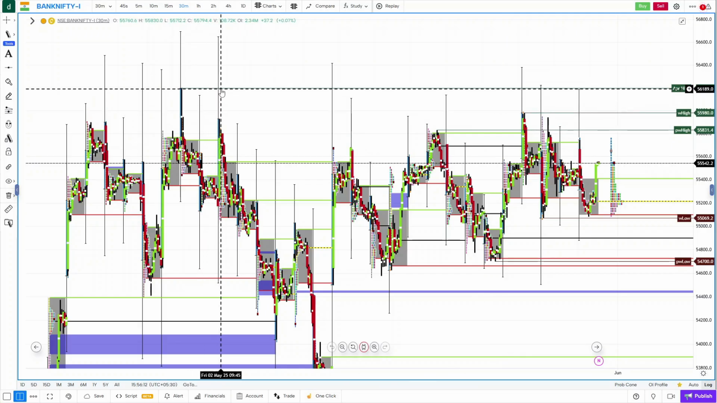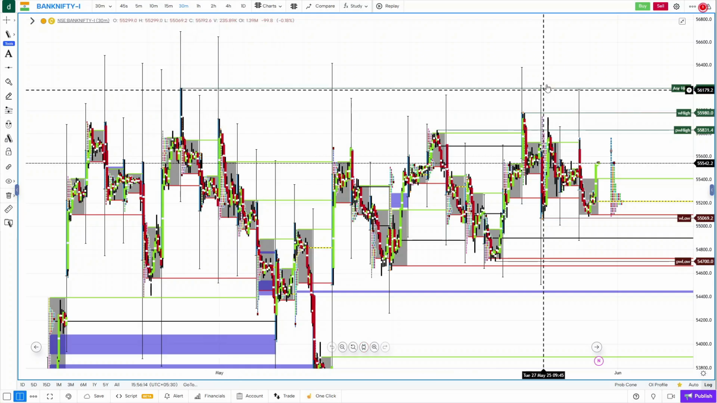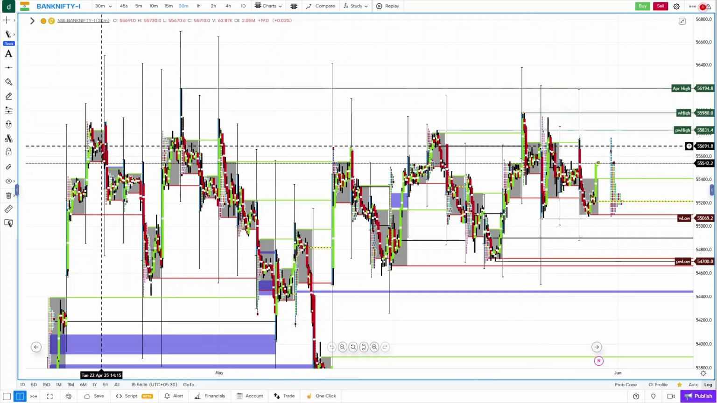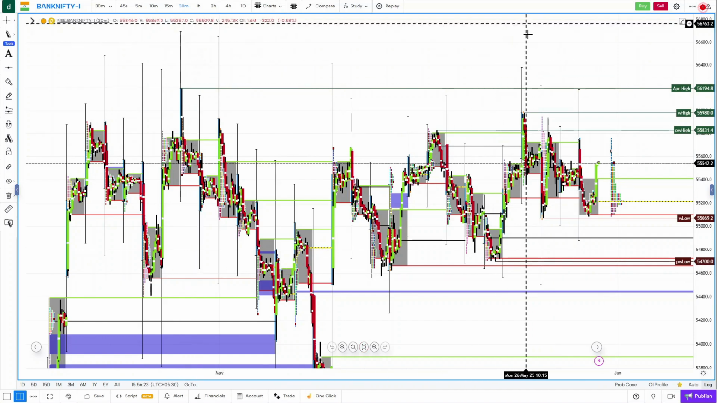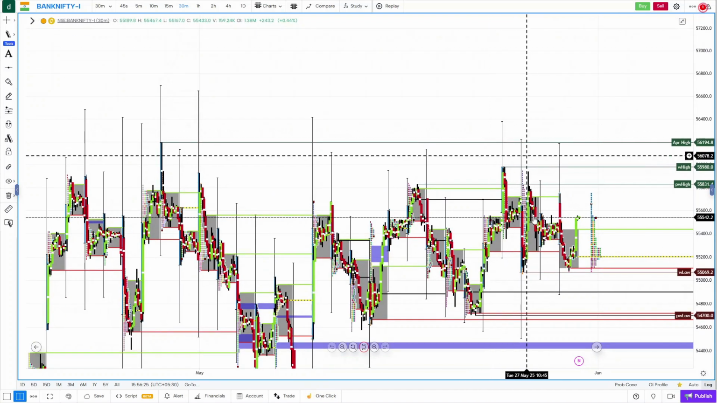56,980 to 56,200 levels. Any clean close above this, there is a possibility that whoever has shorted around this area will likely cover, initiating a new trend upside.